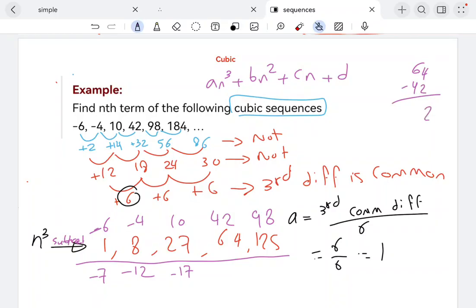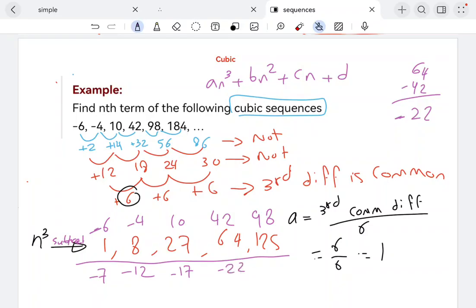4 minus 2 is 2. 4 minus 2 is 2. And 6 minus 4 is 2. But the answer is going to be negative. Okay? Did you get what to do if you're not using a calculator? So negative 22. I think it's enough.